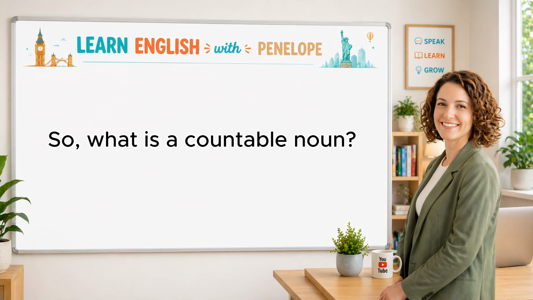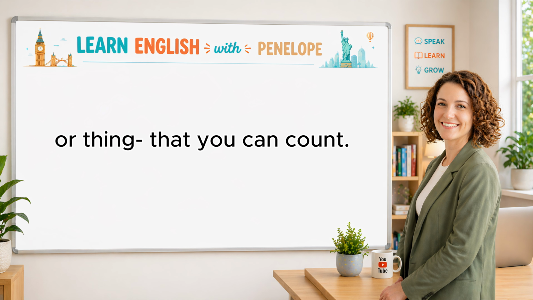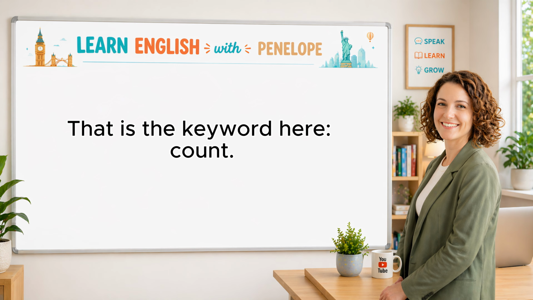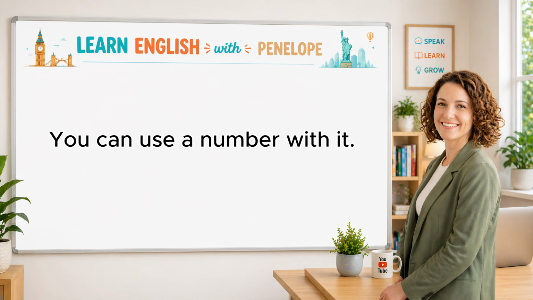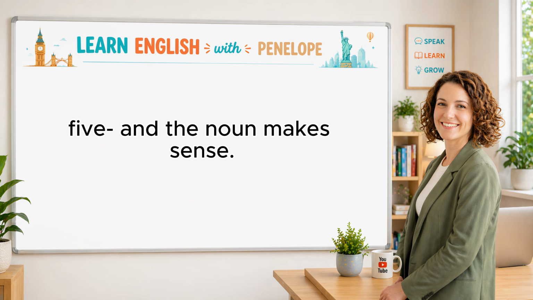So, what is a countable noun? A countable noun is a noun, a person, place, or thing that you can count. That is the key word here, count. You can use a number with it. You can say 1, 2, 3, 4, 5. And the noun makes sense.